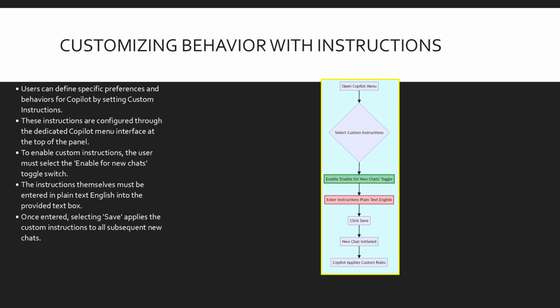This activity diagram illustrates the required sequence of steps for a user to successfully set up and activate custom instructions within Snowflake Copilot. The process begins with the user clicking to open the main Copilot menu, which then allows them to select the custom instructions option from the displayed list.